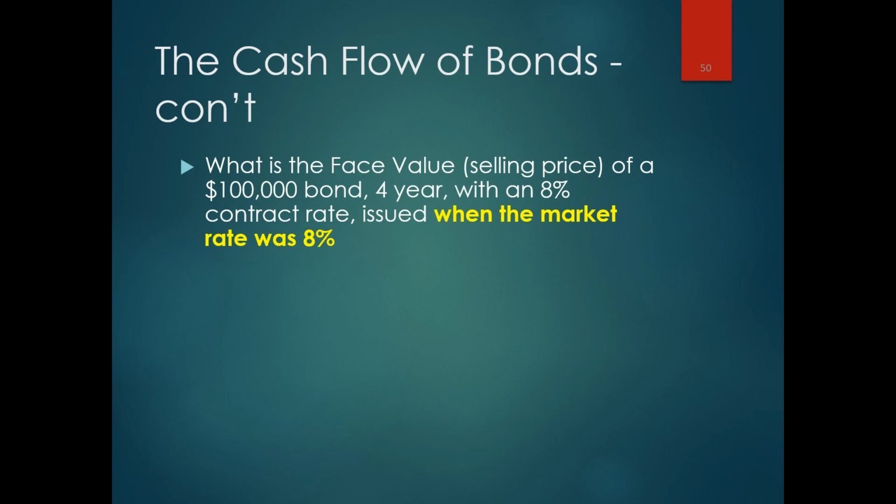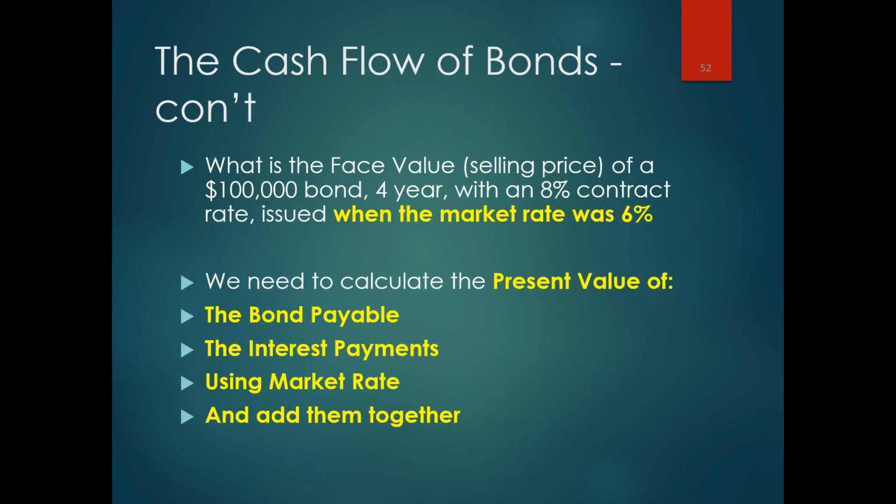So if the market is also 8%, the issue price of the bond is going to be $100,000. Now, if the market is 6%, the market is paying less, but the company is paying 8%. The company's bond is more attractive. So we know from class that that bond will be sold at a premium.